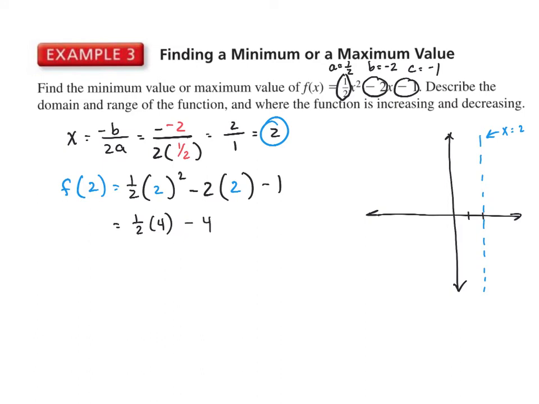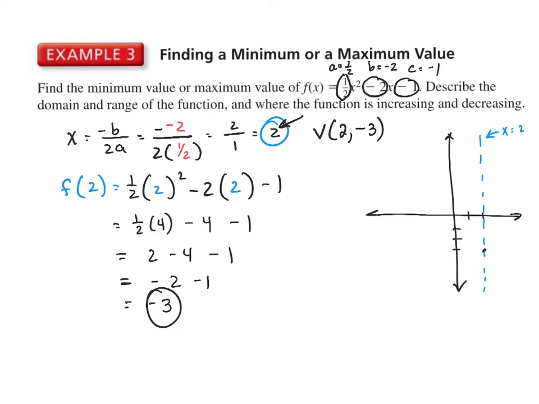We can multiply there. 1/2 of 4 is 2. Just cranking out the math here. 2 minus 4, negative 3. So when x is 2, the y value is negative 3, and that is the vertex. X is 2, y is negative 3. I can graph that really easy right there.